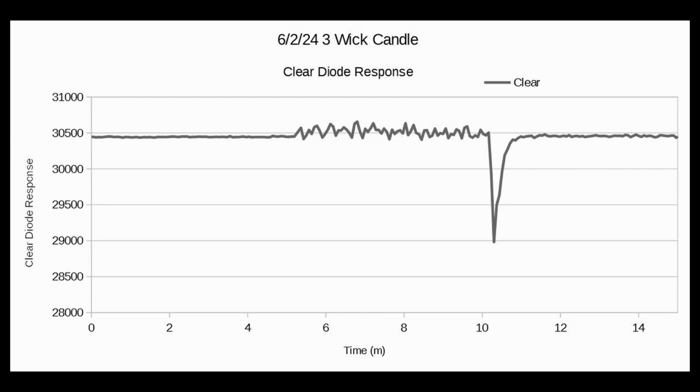The most sensitive sensor channel appears to be the clear diode response. And you can see here that we have a very flat line reading until we put the candle in, and we get quite a bit of noise. And then when we extinguish it at 10 minutes, we get a puff of smoke. It's pretty clear in the data.